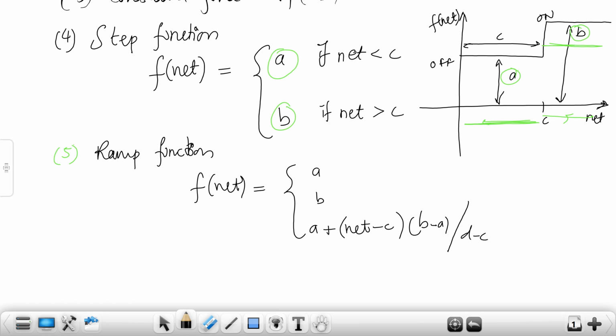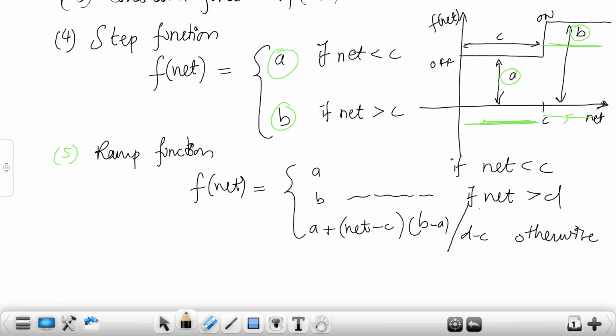Now it's not the simplest ramp function. I'll tell you how it looks. The equation might put you off, but it's very simple. If net is greater than C, and here if net is greater than D. So there's not one threshold; C and D are two thresholds. It's going to be a ramp function, so there will be a ramp somewhere, and that ramp is this, the third condition.